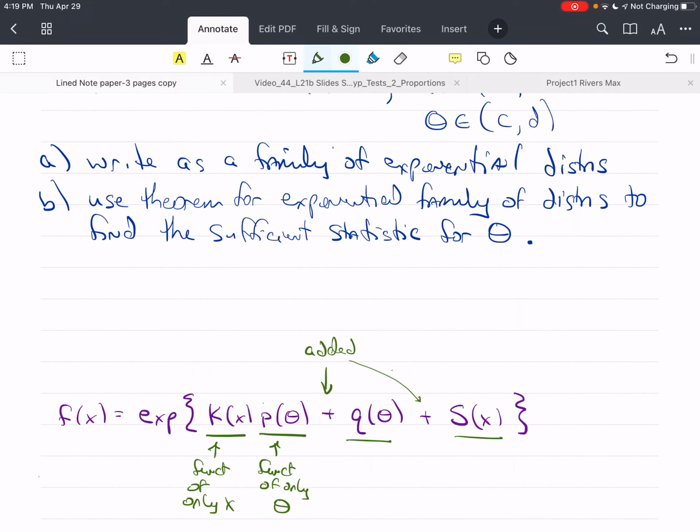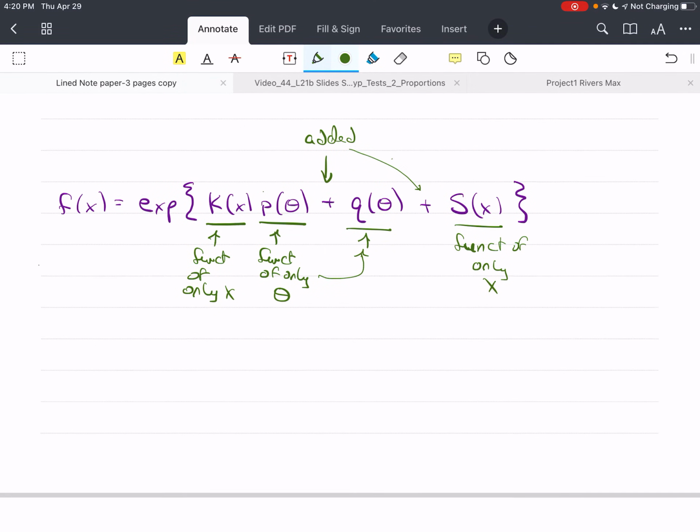So p has to be a function of theta by itself, k has to be a function of x by itself, q is also a function of only theta, and s is a function of only x. Okay? So let's do that for our problem here.